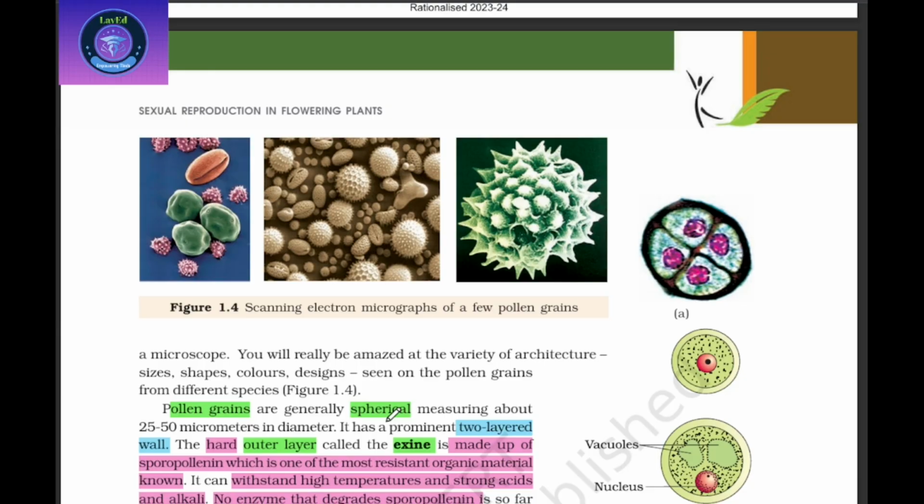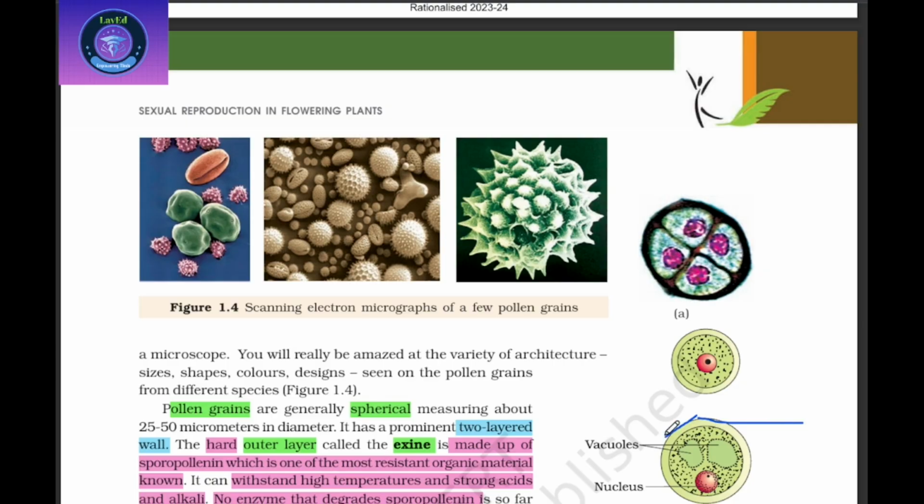Okay. Pollen grains are spherical, measuring about 25 micrometres in diameter. It has a prominent two-layer wall. Look, two-layer wall. The outer layer is called the exine. If I am able to draw, I will draw. Just look at the diagram.